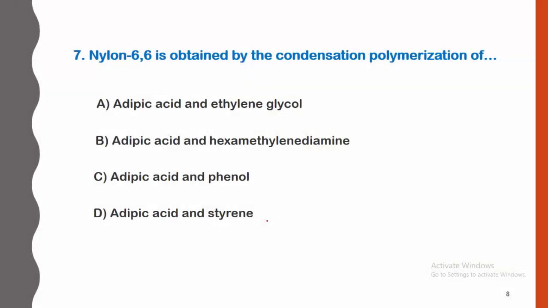Next, nylon 66 is obtained by the condensation polymerization of. Options are given: A, adipic acid and ethylene glycol, B, adipic acid and hexamethylene diamine, C, adipic acid and phenol, and D, adipic acid and styrene. The right answer of this question is option B, very simple, adipic acid and hexamethylene diamine. Here adipic acid has 6 carbons and the hexamethylene diamine has 6 carbons. Therefore nylon 66 is named.